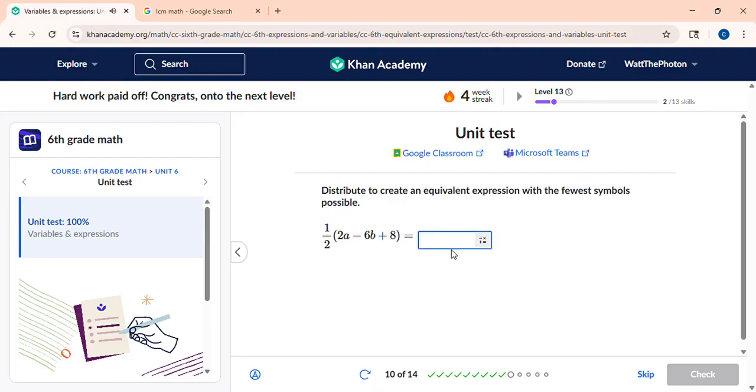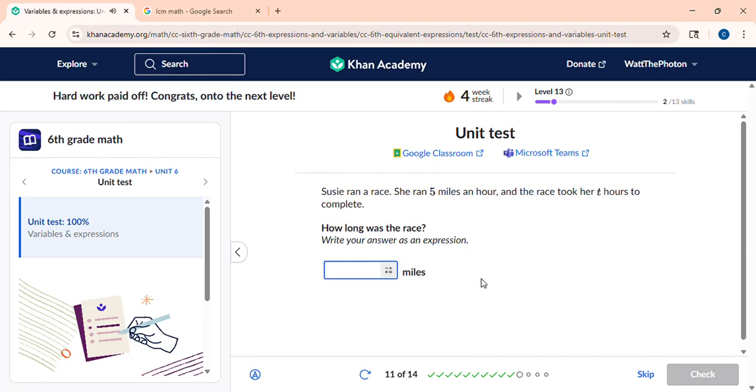Distribute to create an equivalent expression as simple as possible. So you have a minus 3b plus 4. A minus 3b plus 4.